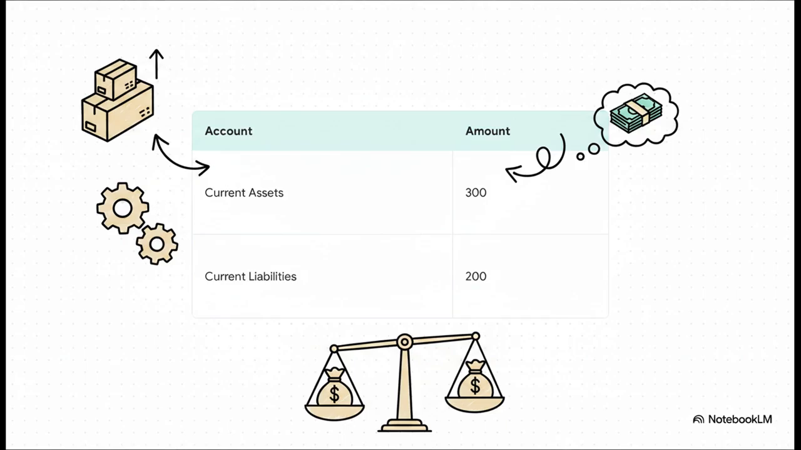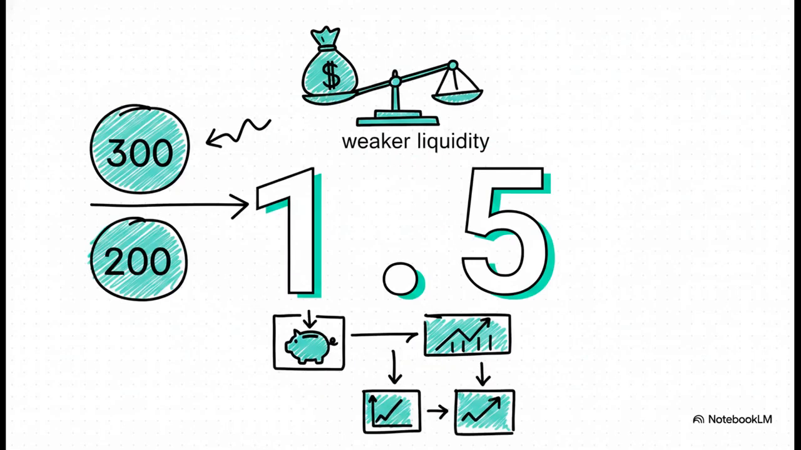See how the balance sheet stays perfectly in balance? But what just happened to our company's liquidity? Let's recalculate. The new current ratio is 300 divided by 200, which is 1.5. In one simple transaction, the company's apparent ability to cover its short-term debts got weaker. Understanding this cause and effect relationship is exactly what the exam is testing. Now, the numbers on the exam might not be this round and clean, but the logic of tracing a transaction's impact is always the same.